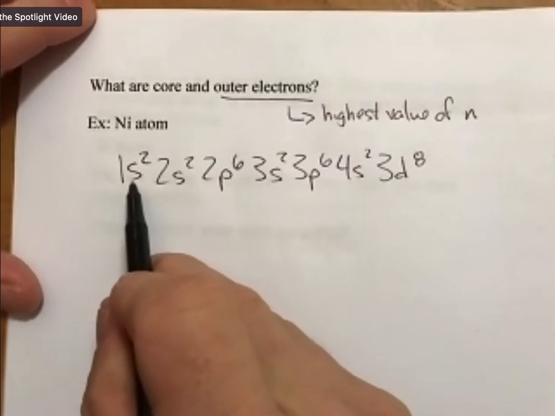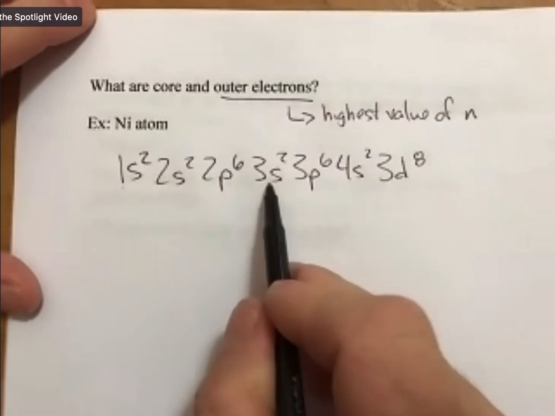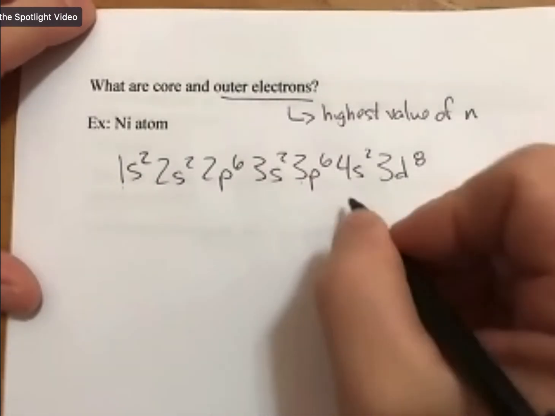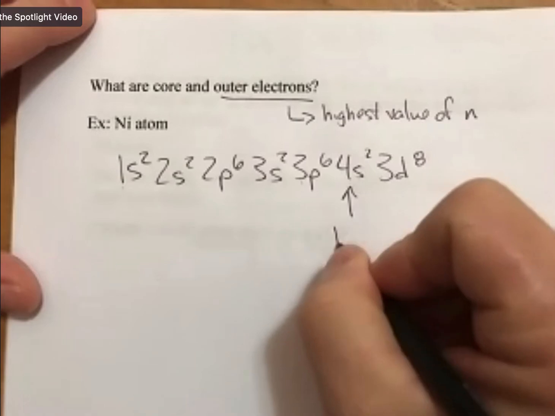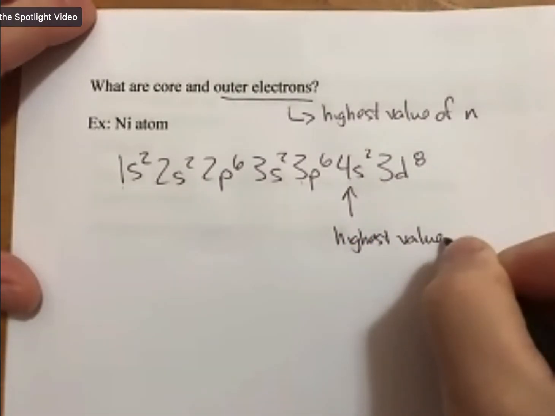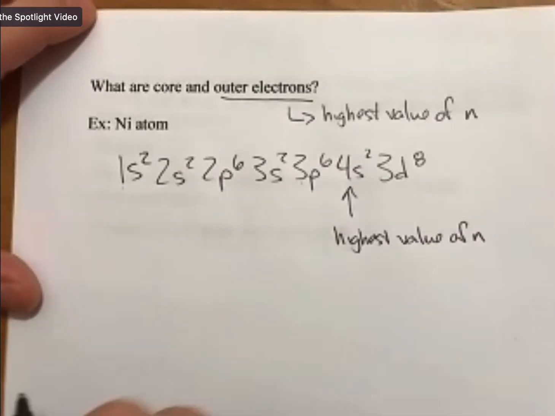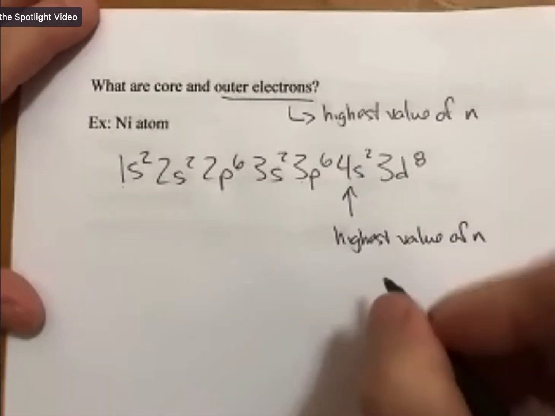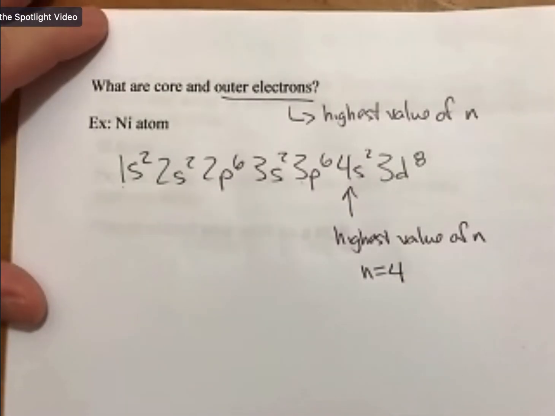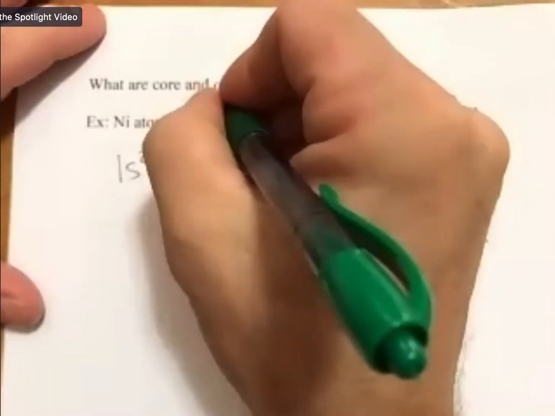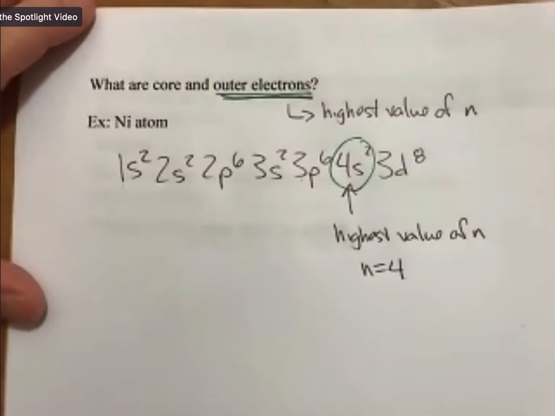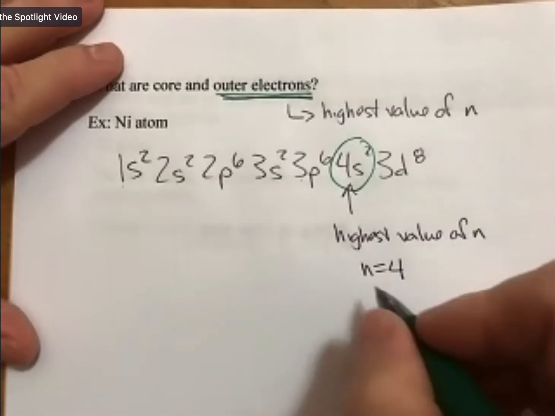So 1s2 has n equals 1. 3p6, this one has n equals 3. And our highest value of n for the nickel atom is n equals 4. And so that means that for the outer electrons, we would call the 4s2 electrons the outer electrons.